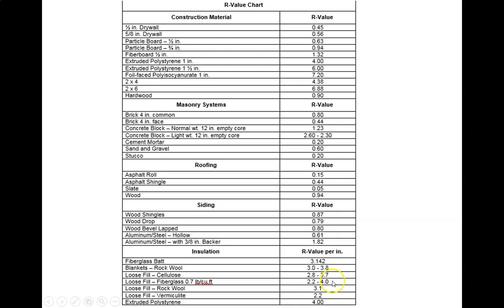Your fiberglass bat. Now this is given per inch. Okay, so remember I said that I already took into account the thickness. This is a caveat. This R value is given per inch. So if you've got 10 inches of this stuff, which would be quite a bit of insulation, you'd have an R value of 31.42. Which, if you're looking in the attic of a newer house, that's not unrealistic to have that much R value.